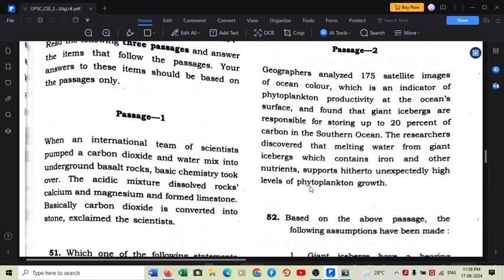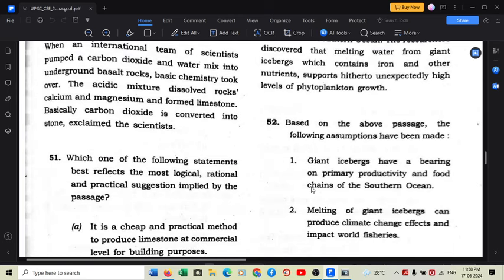The researcher discovered that melting water from giant icebergs, which contains iron and other nutrients, supports hitherto unexpectedly high levels of phytoplankton growth. Okay. Based on the above passage, the following assumptions have been made.